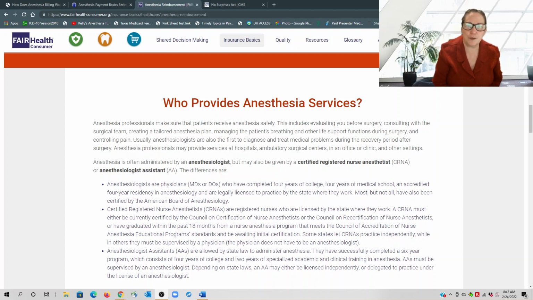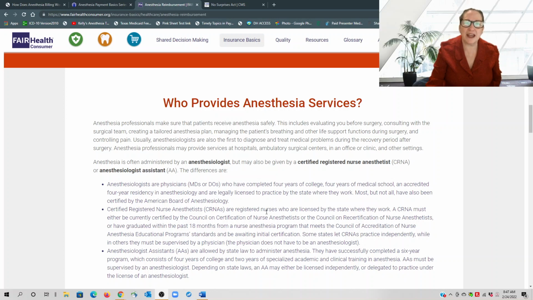So first we'll talk about who provides anesthesia services, because you could have a physician, a CRNA, certified registered nurse anesthetist, or an anesthesiologist assistant, an AA, involved in your anesthesia case. If it's a single provider, an anesthesiologist who is a physician, or in some states a CRNA who is a nurse, you will typically just get one bill. And I will show you some breakdowns to help you understand that.